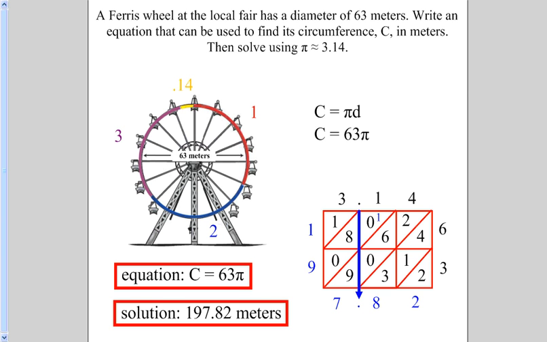When you feel comfortable with this problem, go ahead and try the practice problem that has been grouped with this.